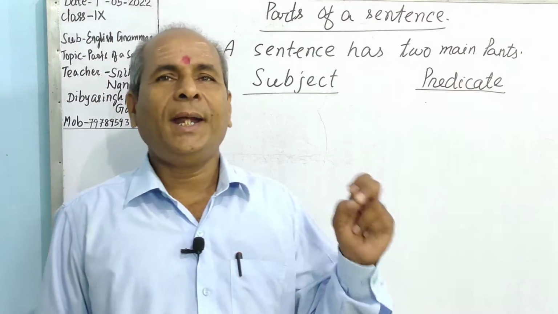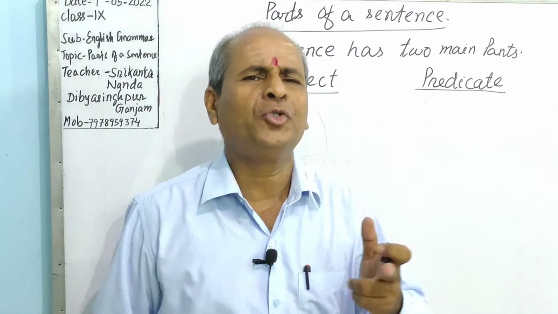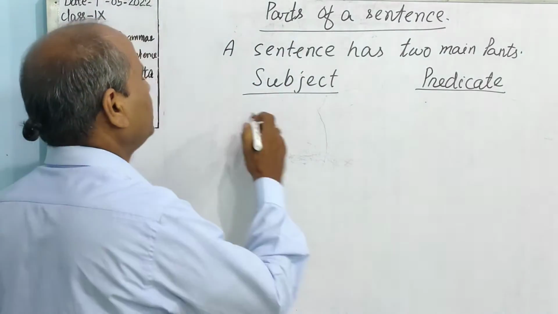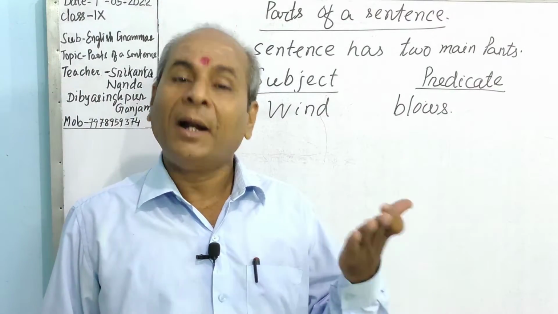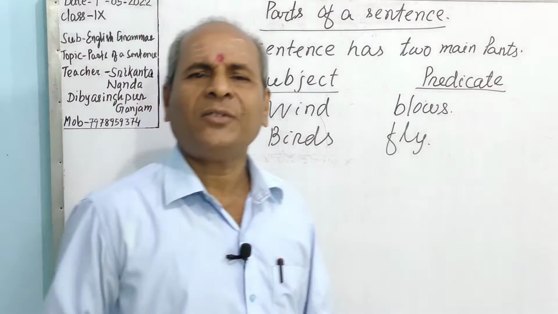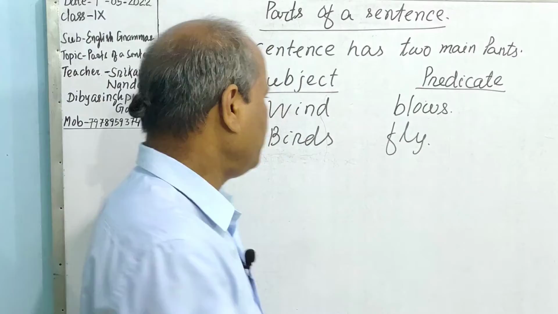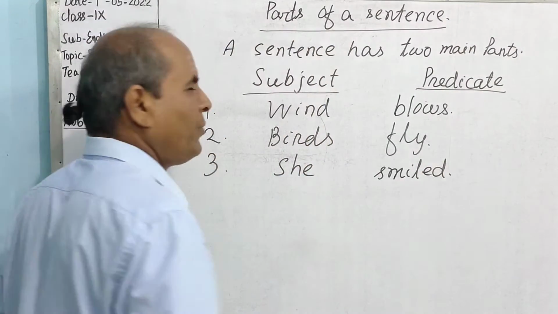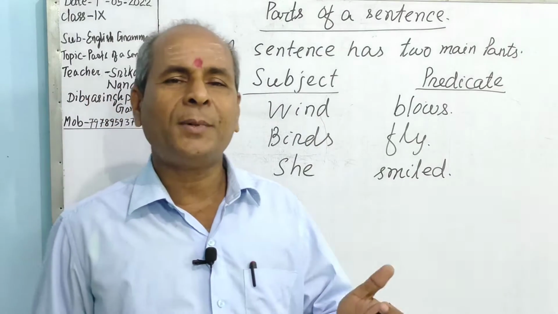Yes, we will take some examples to know more about subject and predicate. Suppose, wind blows. Next we can take an example, birds fly. Next, another example: she smiled. So how can we know which is the subject and which is the predicate?